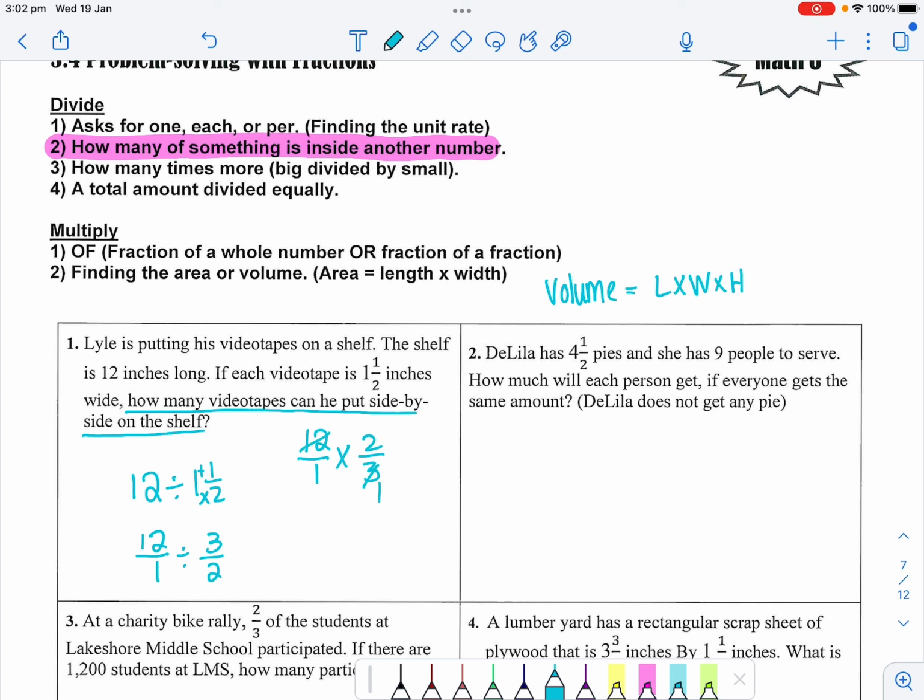So then 1 and 4. So it's going to be 8 tapes. I'm trying to find the number of tapes that fit on the shelf. 8 tapes fit on the shelf.